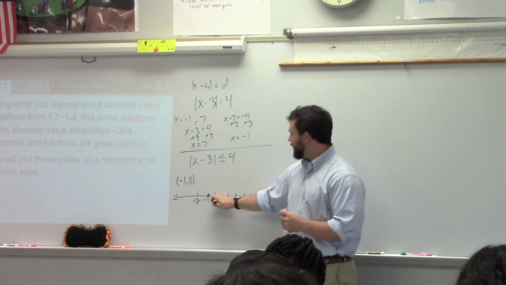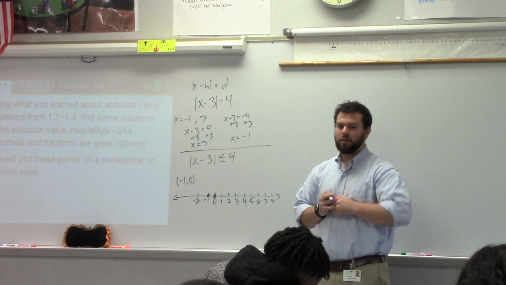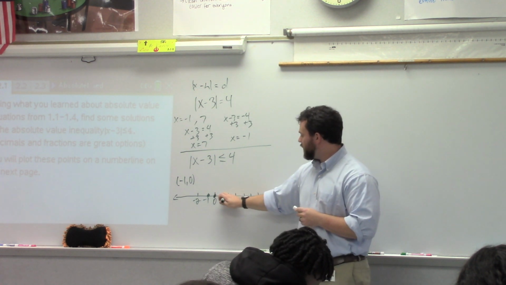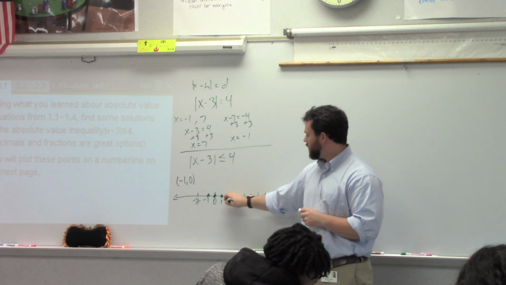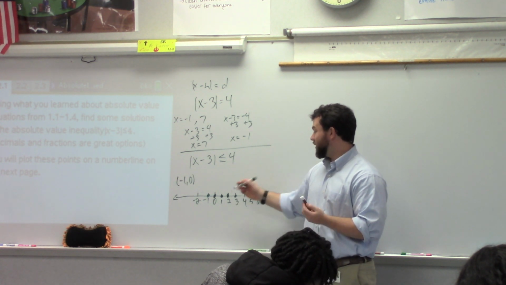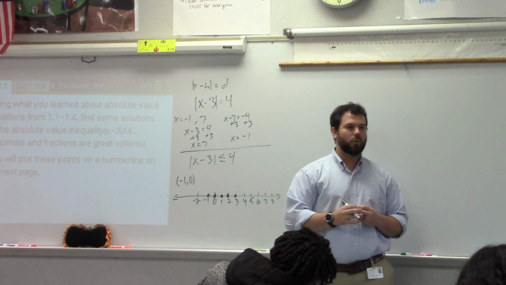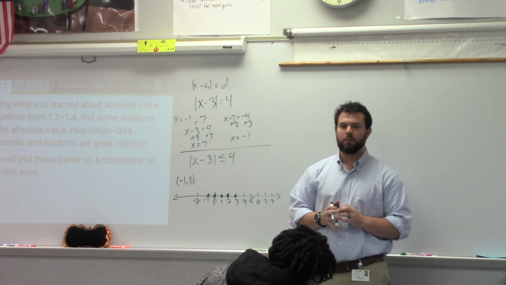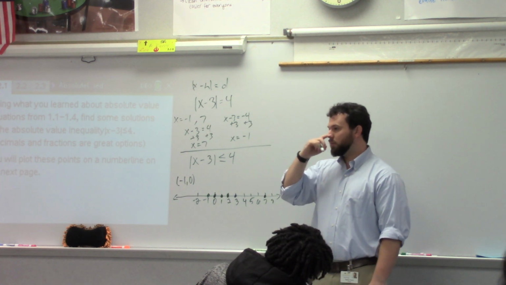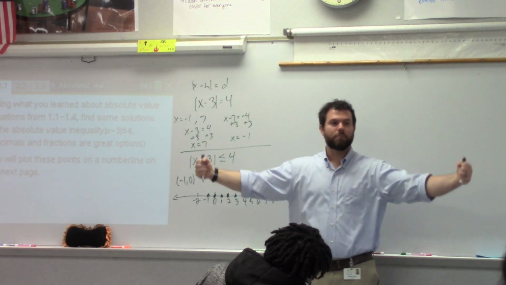0. Is that less than or equal to 4 units away? Any other numbers? 1. Any more? 2. Any more? 3. That's 0 units away, yeah? What's the biggest number that would be 4 units or less away from 3? 7. Can we do anything bigger than 7? No. Right? Notice the 7 and the -1, those are the endpoints.